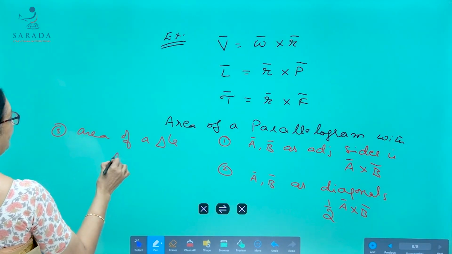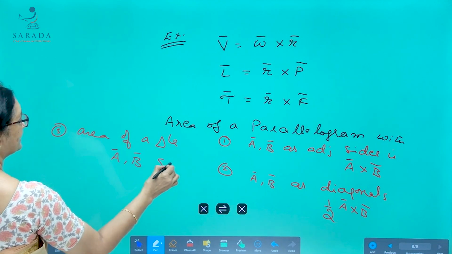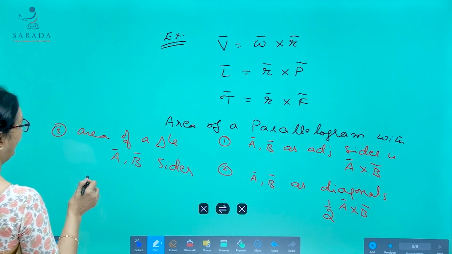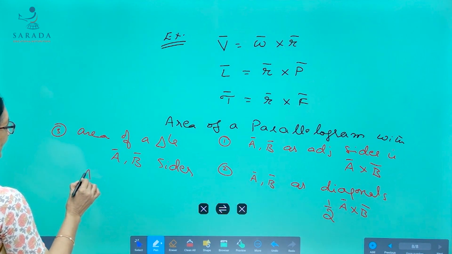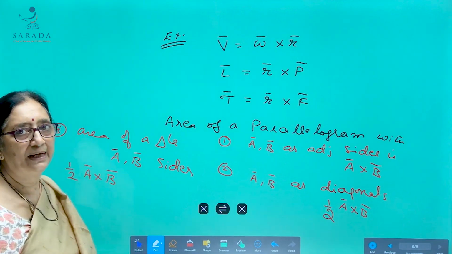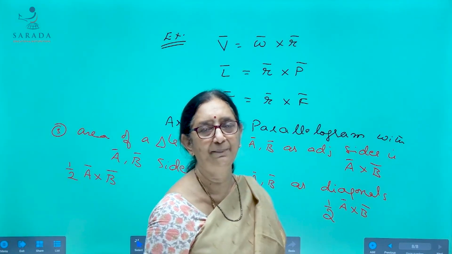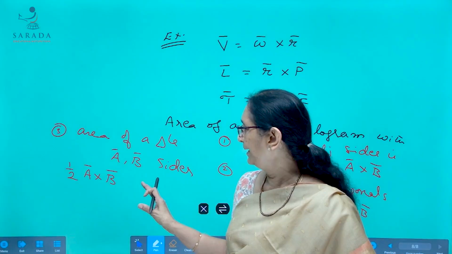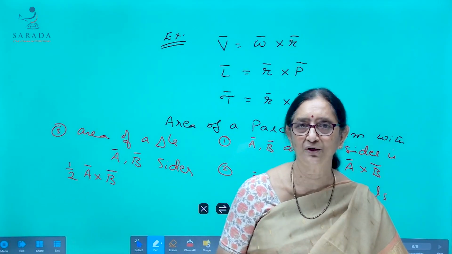And the third application we talk about is the area of a triangle formed with a bar and b bar as two sides. It is half of a bar cross b bar. Area of a triangle formed with a bar and b bar as sides is half of a bar cross b bar.